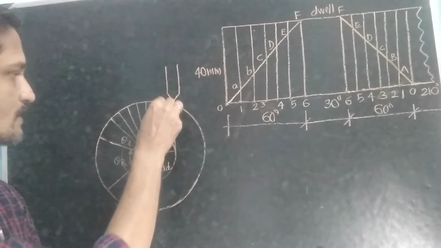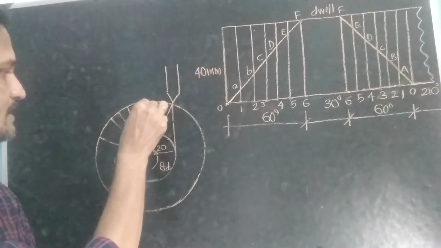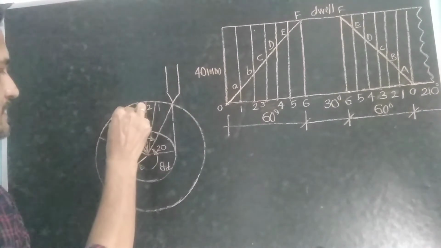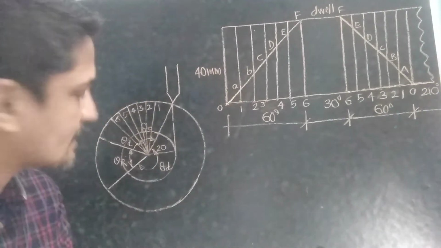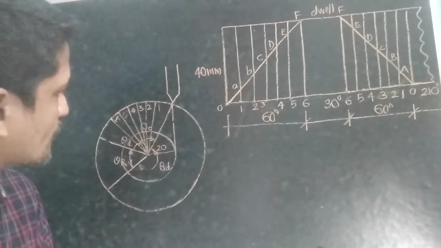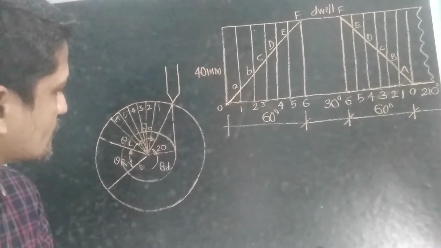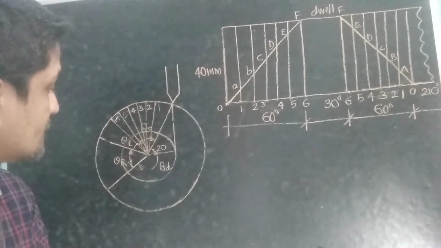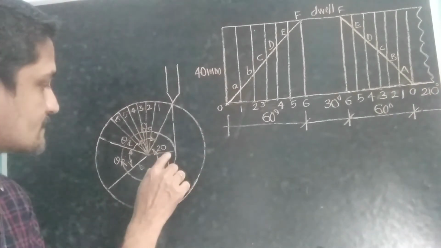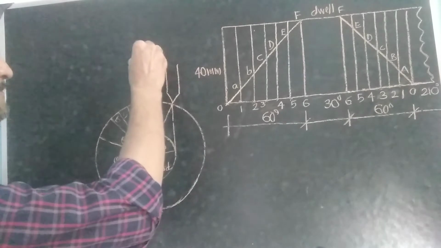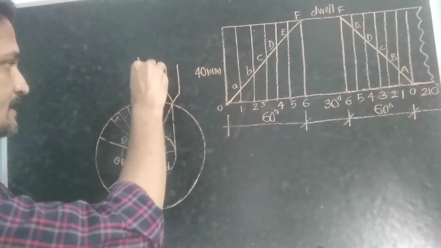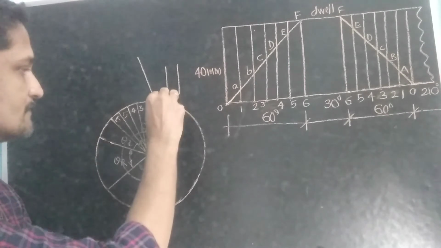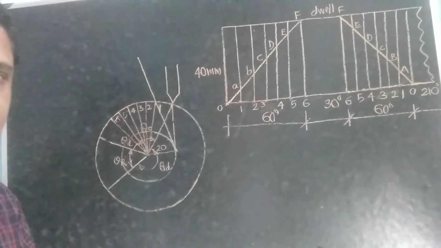Divide the circle into 6 equal parts: 1, 2, 3, 4, 5 and 6. Then draw an offset line, and draw a line which is tangent to the offset circle and passing through 1.